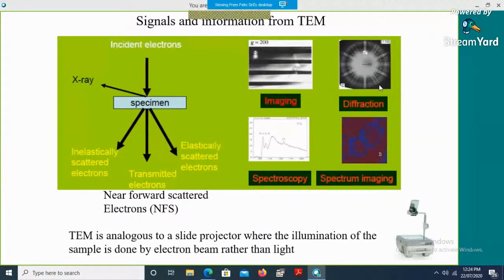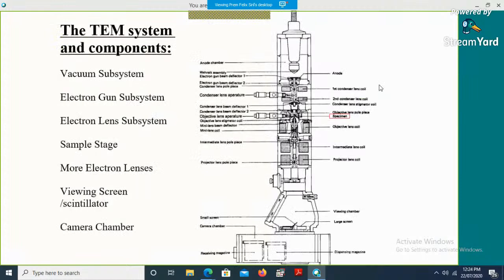But you can of course do elemental analysis, you can do elemental mapping, and you can obtain crystallographic information from TEM. Apart from that, the resolution of the TEM is much higher than SEM, and so you can do even atomic imaging. Atomic resolution can be achieved by using TEM. So TEM is also a powerful technique, and we understand the difference between TEM and SEM.